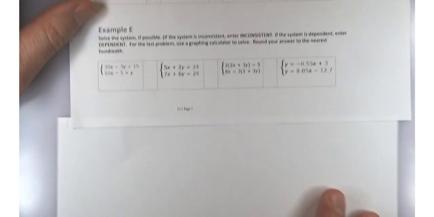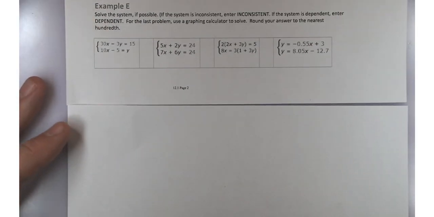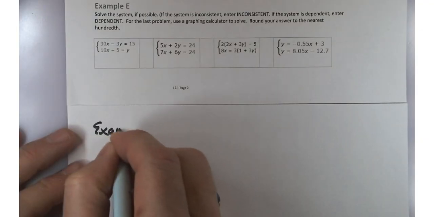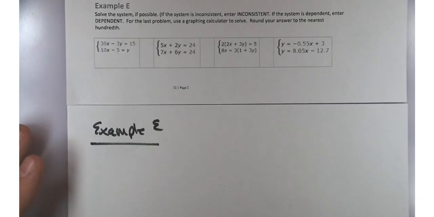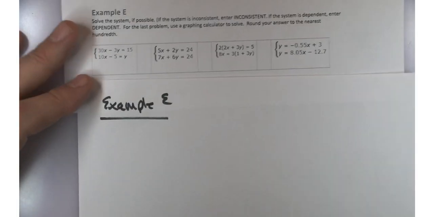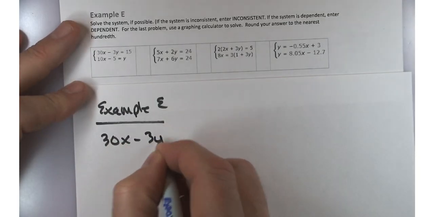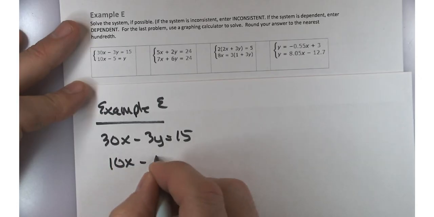Okay, let's do a few more here. Let's move on to example E. And I'm going to show you another trick in solving these systems of equations. So example E looks like this: 30x minus 3y equals 15, and 10x minus 5 equals y.